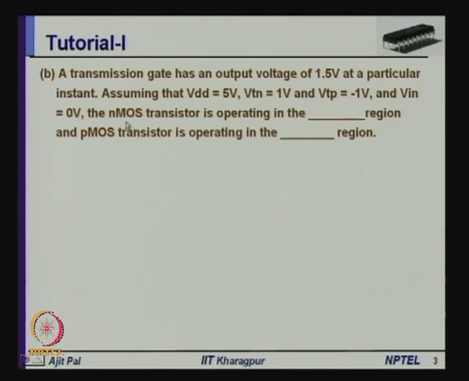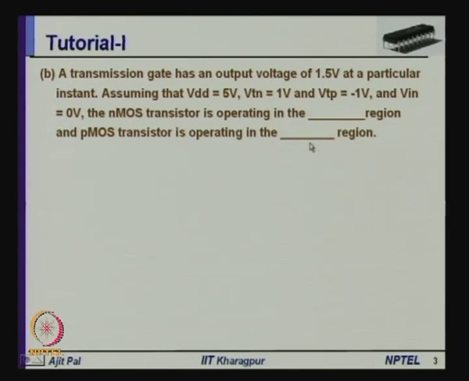Second question was, a transmission gate has an output voltage of 1.5 volt at a particular instant. Assuming that VDD is equal to 5 volt, VTN is equal to 1 volt, VTP is equal to minus 1 volt and VIN is equal to 0 volt, the NMOS transistor is operating in the dash region and the PMOS transistor is operating in the dash region.